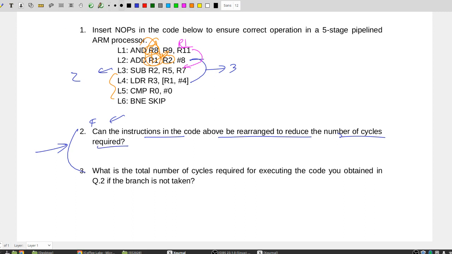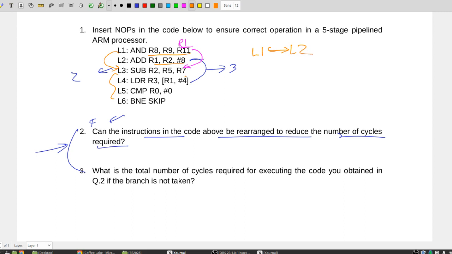But let's forget it. Okay, but it is very clear that they don't use any of the same registers at all. So absolutely no problem. You can just bring down L1 after L2. Okay, so you can just exchange L1 and L2.